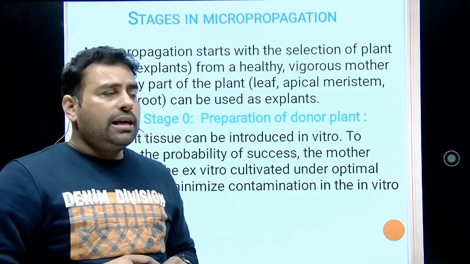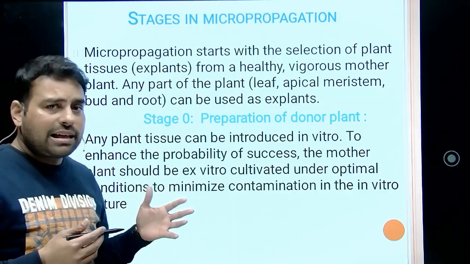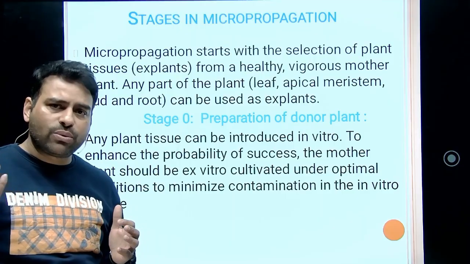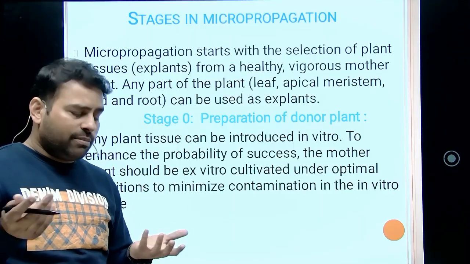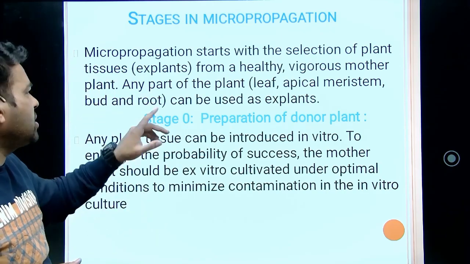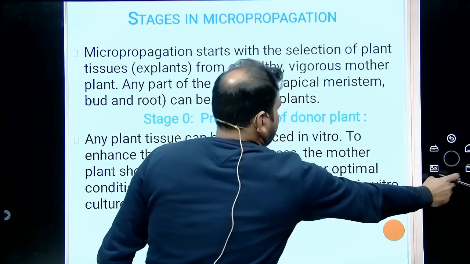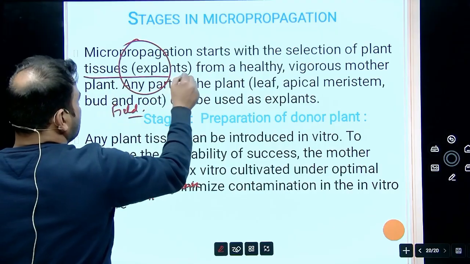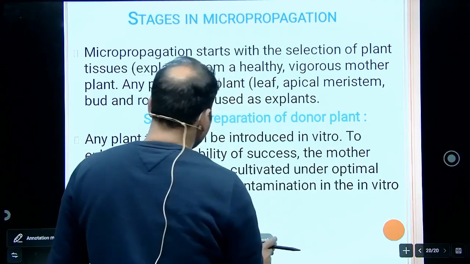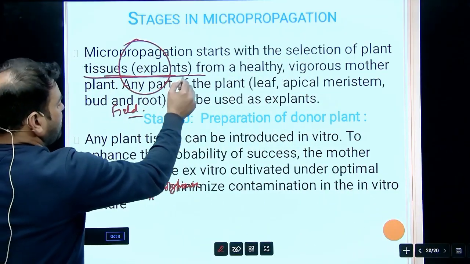As discussed, micropropagation is a multi-stage process. Some steps can be named 1, 2, 3, 4, 5, 6, or 0, 1, 2, 3, 4, 5. As available in the literature, it starts with stage 0. Micropropagation starts with the selection of the plant tissue explant, as discussed. So first we have to discuss the explant. We have to choose the explant. This explant is very important.